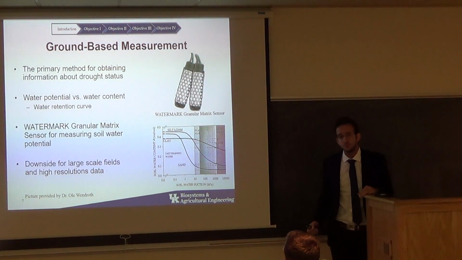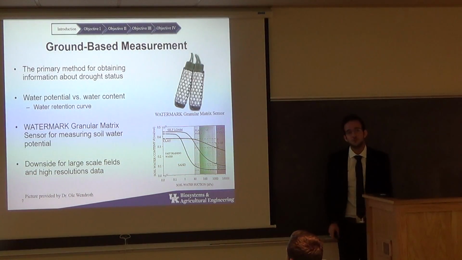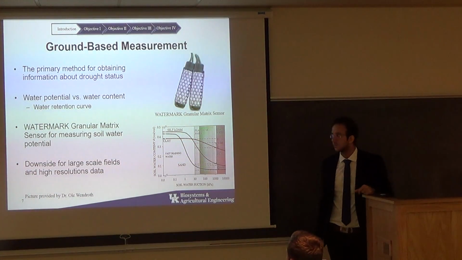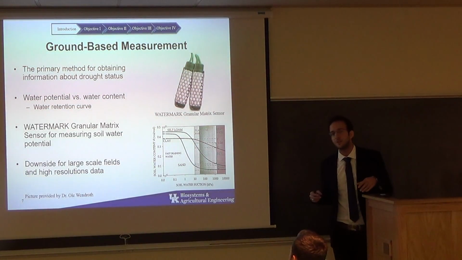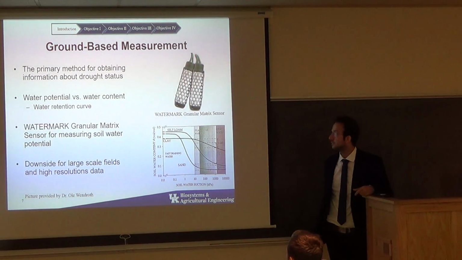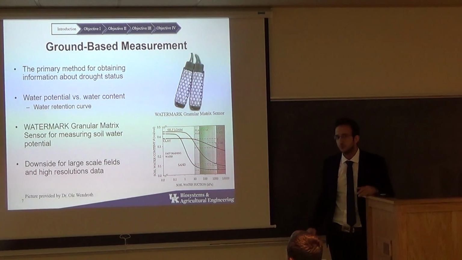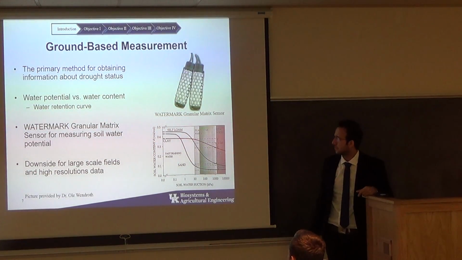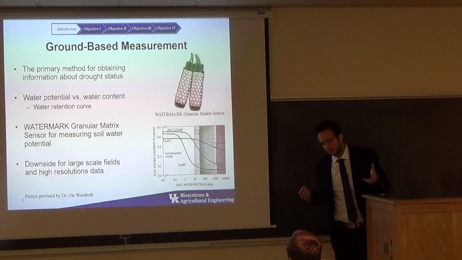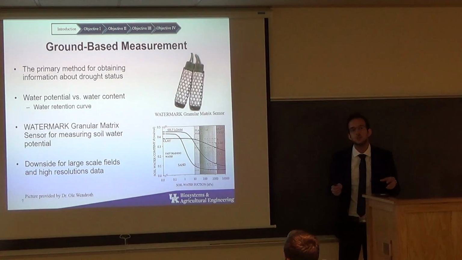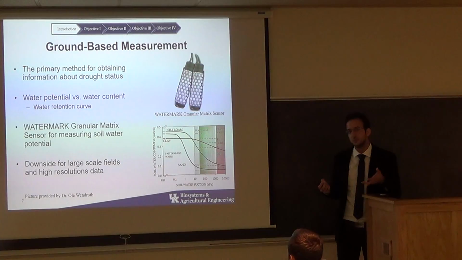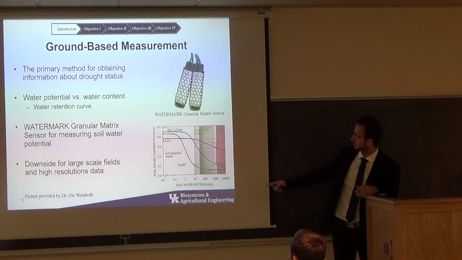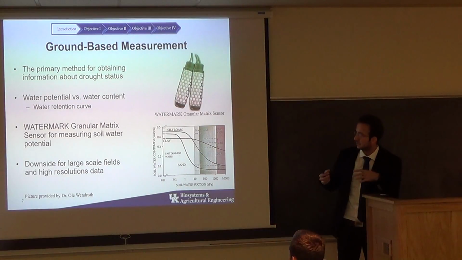Ground-based measurement is the primary method for obtaining information about the drought status of the field. Typically, there are 2 main ways to get an idea about the water status in the field: water potential and water content. The Watermark granular matrix sensor is a very common sensor. It measures the water potential. Water potential is basically the pressure needed to extract water from the soil particles, and water content is simply the amount of water available in the soil profile. Using the water retention curve, they can be related.